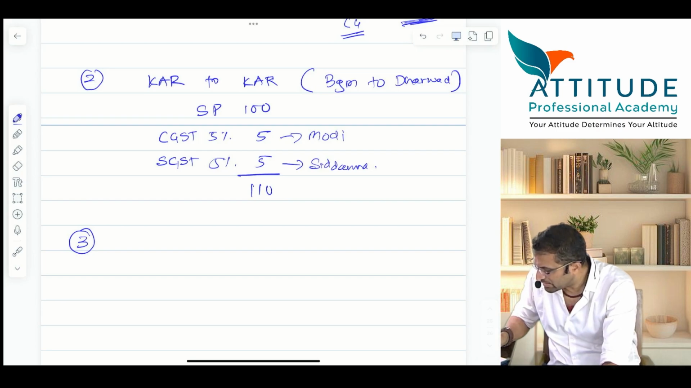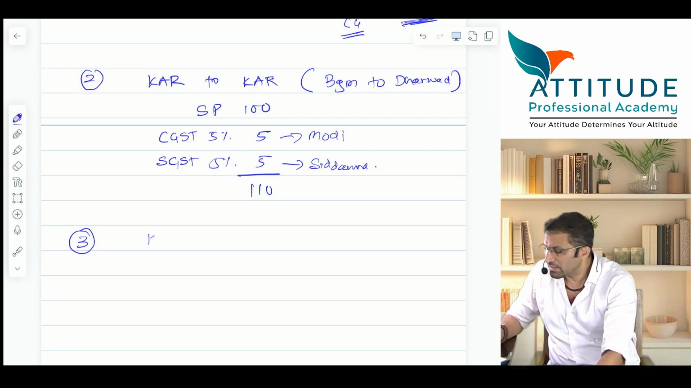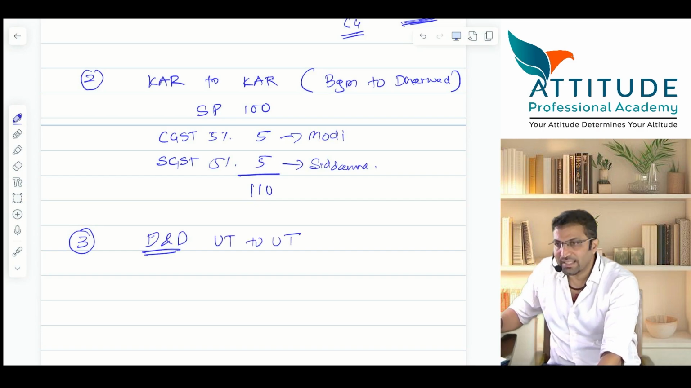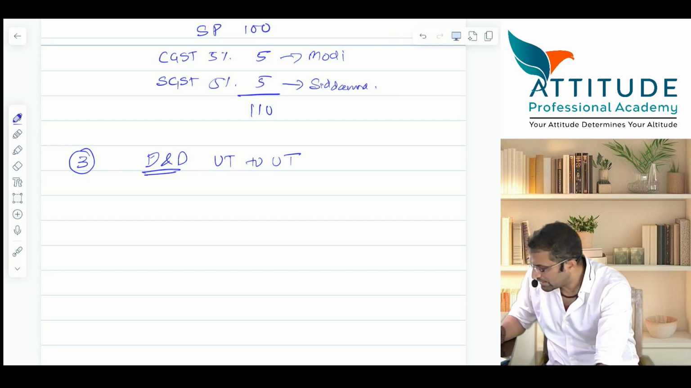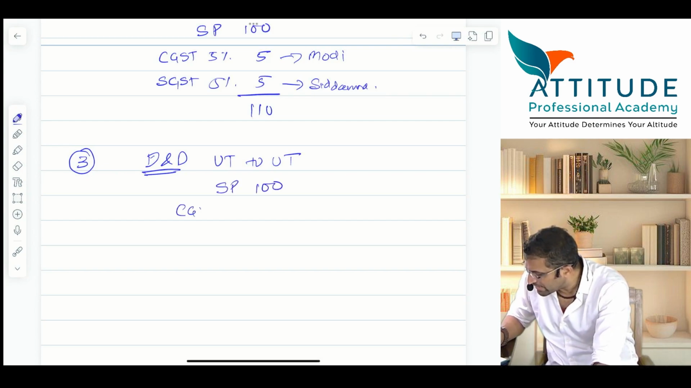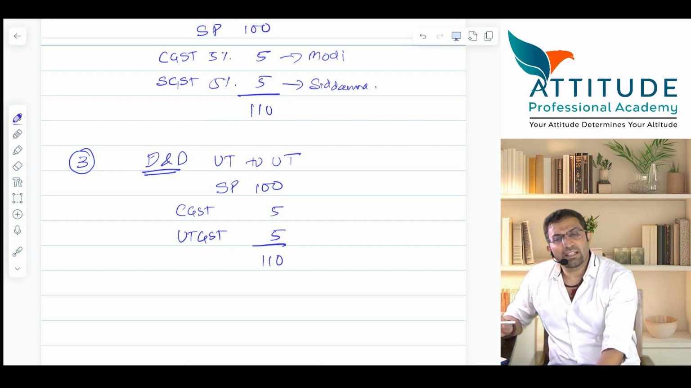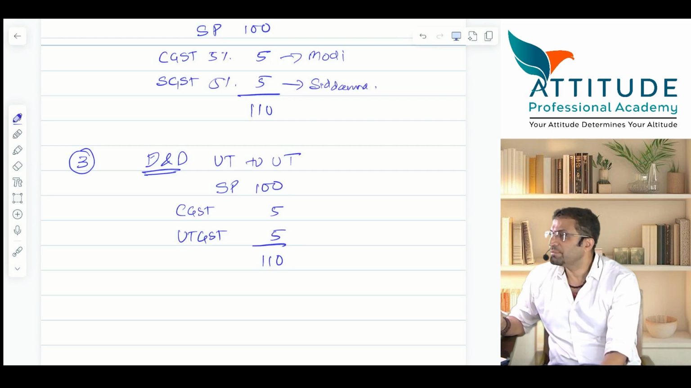Let us say, hello, all of you are able to understand? Okay. Union territory. Okay. Daman and Diu. So union territory to union territory. Is that clear? Then what? SP is 100, CGST 5 rupees, UT GST 5 rupees. 110. Understood? Clear?